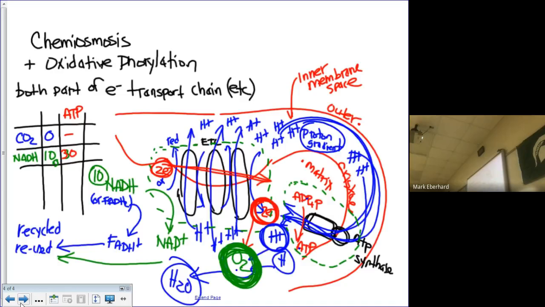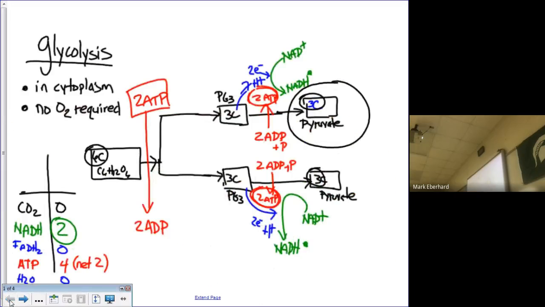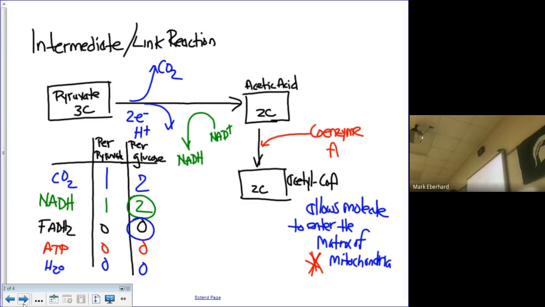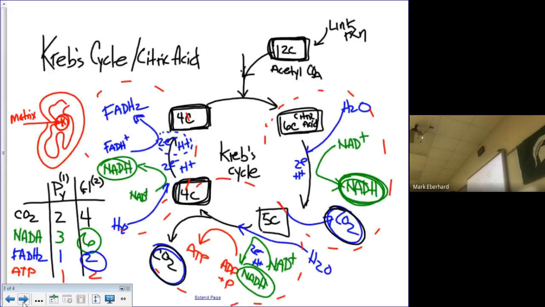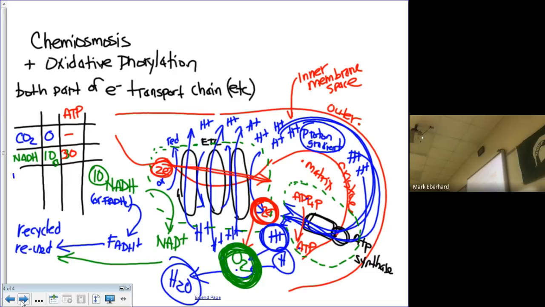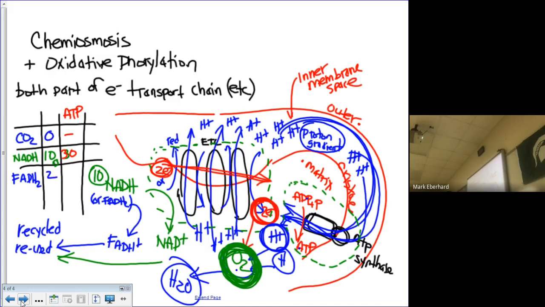For FADH2, similar idea, we go back. We had 0 FADH2s during glycolysis. We had 0 FADH2s during the link step. But we have 2 FADH2s during the Krebs cycle. So we are going to have 2 FADH2s in total show up.